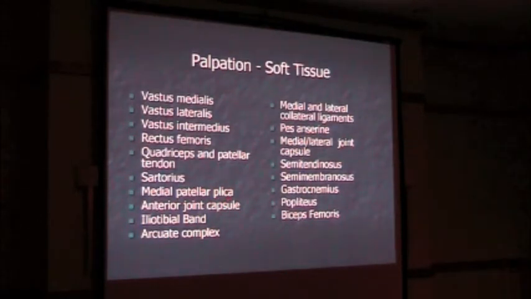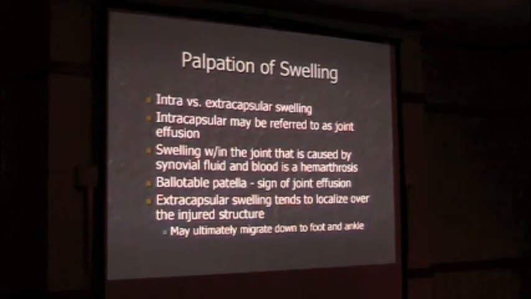Plicas, we'll talk about that a little bit later. That's just an embryological remnant, like a band of synovial tissue in the knee that can cause problems as well. IT band syndrome, collateral ligaments, pes anserine bursitis, you can actually get inflammation of the duck's foot area, and medial lateral joint capsule, hamstrings, gastroc. So you always want to just kind of systematically evaluate the soft tissues.